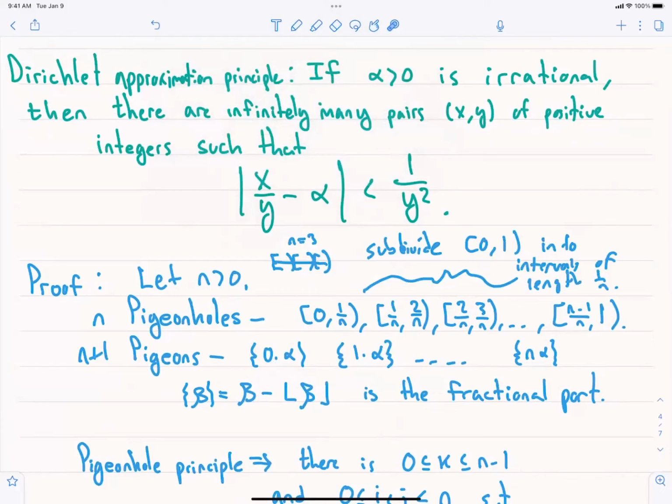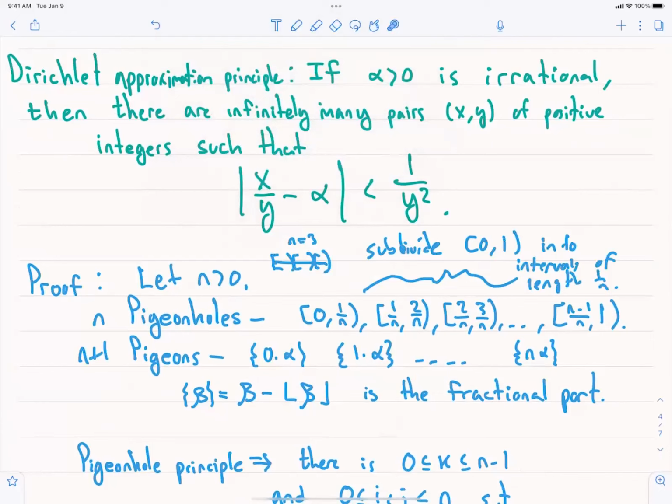Sort of concretely, the brackets around beta, if beta is just some positive rational or positive real number, mean you take beta and subtract off its integer part, and that's the fractional part. So in particular, these fractional parts are numbers between 0 and 1, the part that comes after the decimal point.